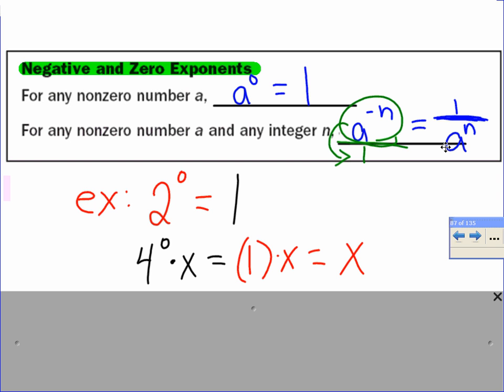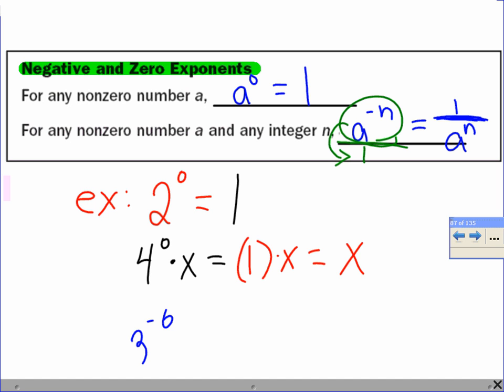If something is to the 0 power, only that term is 1. If you have something else next to it, you have to multiply. 1 times x, you get x. Okay, third example. 3 to the negative 6th power.